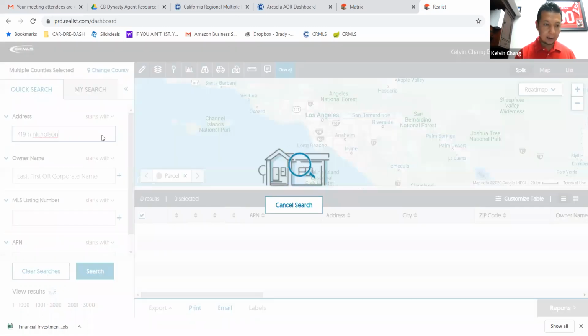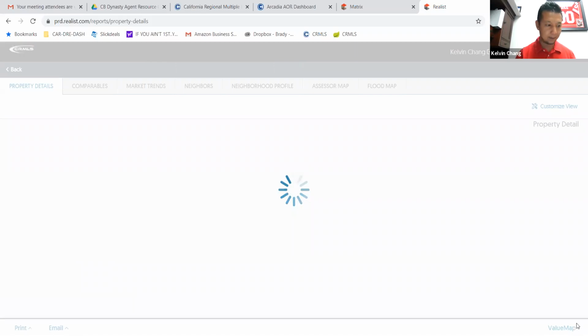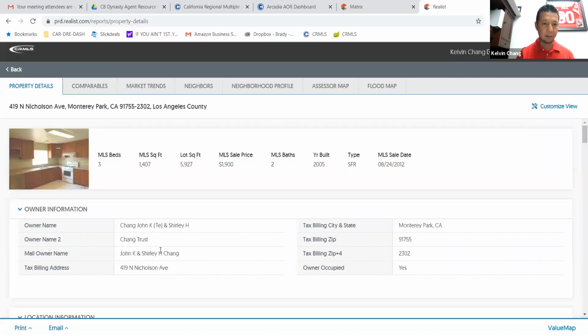So I'm typing in 419 North Nicholson. Hopefully it pulls up. And this is the property. So you guys see here, it says MLS square feet, 1407, 5,900 lot, okay? This was inputted back in 2012 by some other agent, and it was a lease. This is not accurate information. Can you guys see that?